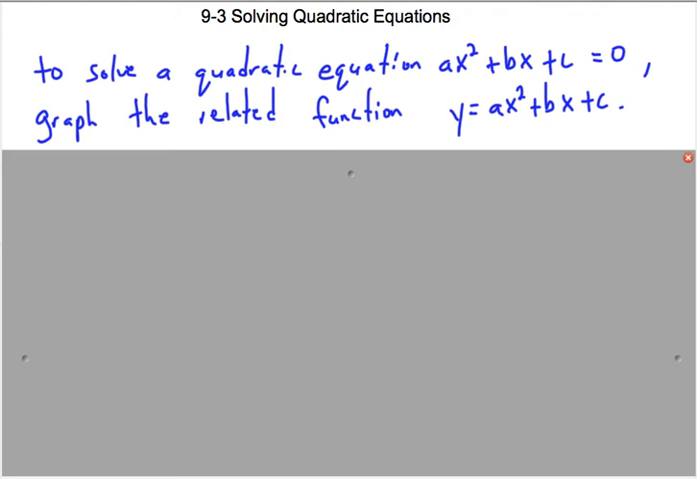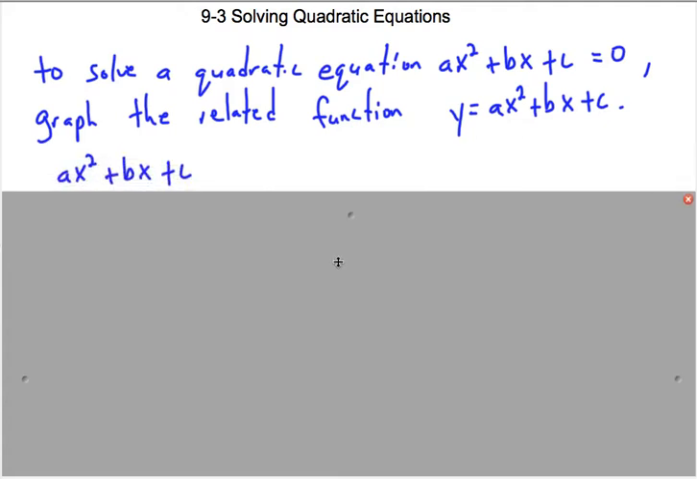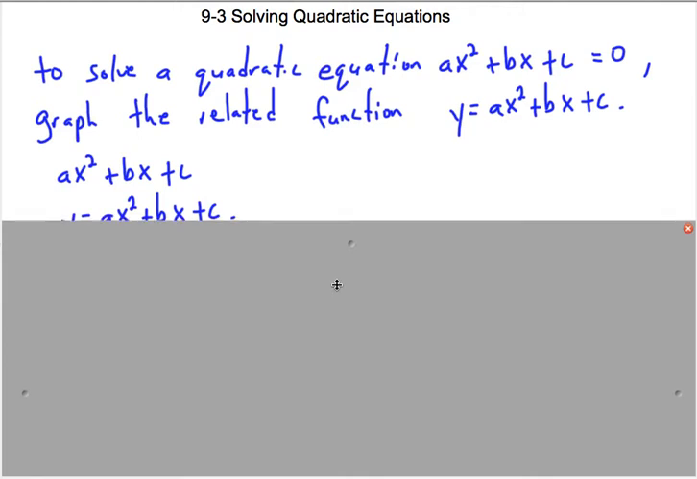Hello, in this video we'll be talking about a few of the ways we can use to solve a quadratic equation. We'll start with graphing. So to solve a quadratic equation in the form ax squared plus bx plus c equals 0, we're going to graph the related function, which is y equals ax squared plus bx plus c. These should look very familiar because we've been using them for factoring for several weeks.